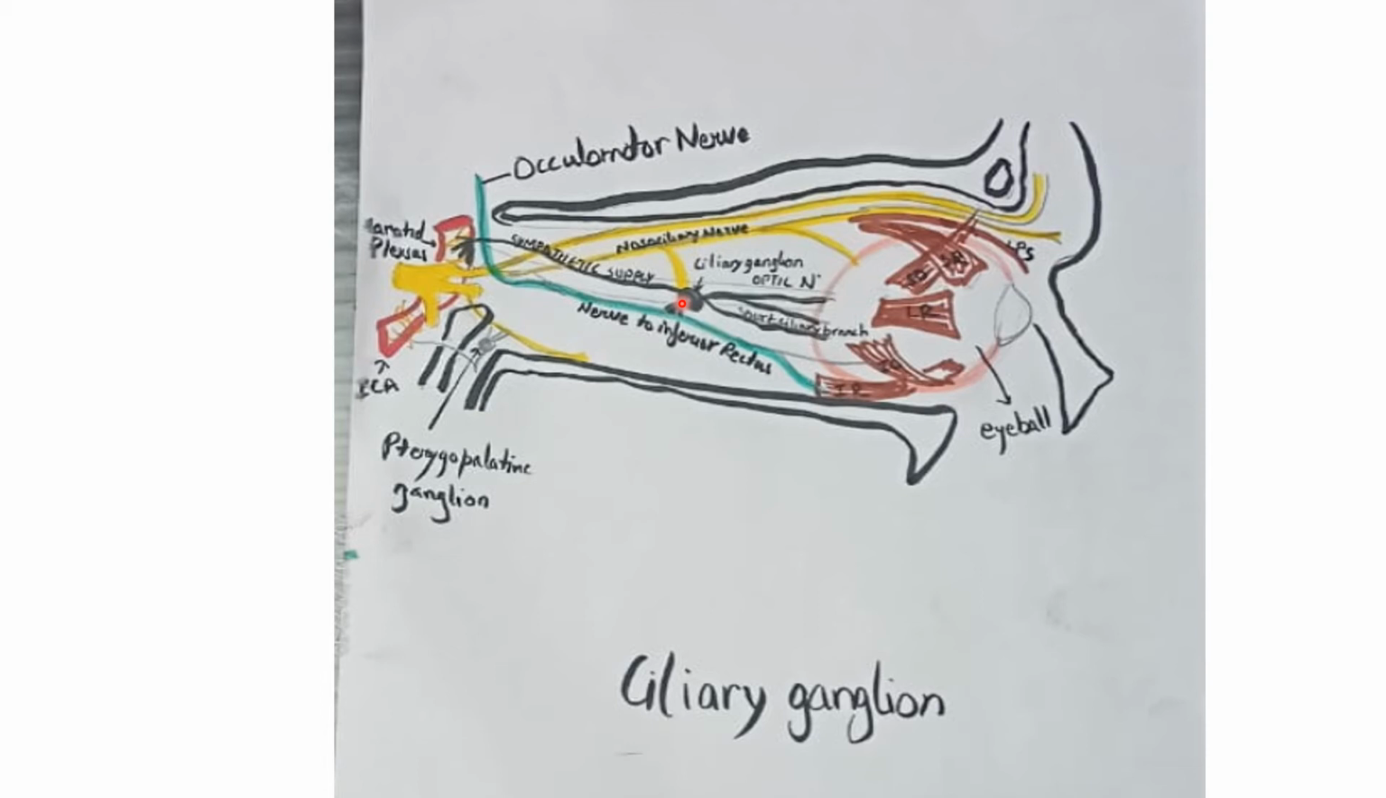Let's begin with the motor. First with the parasympathetic one. The parasympathetic is derived from the nerve to inferior oblique, right? The muscle to inferior oblique. This is the inferior oblique muscle, right?